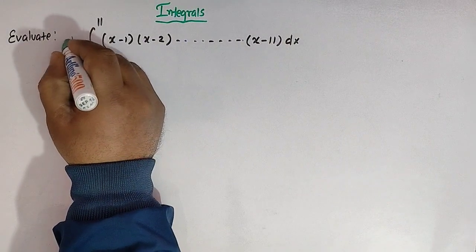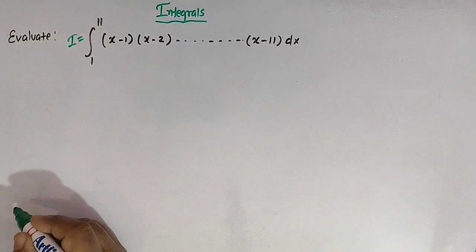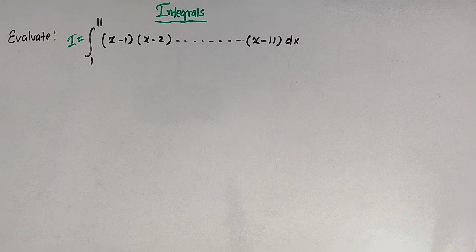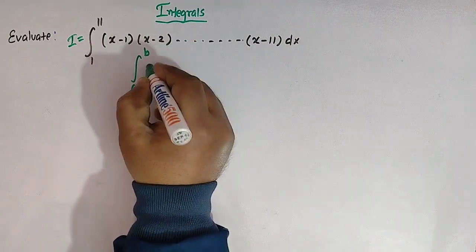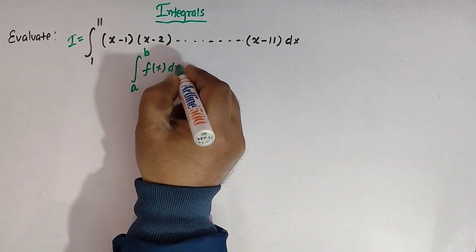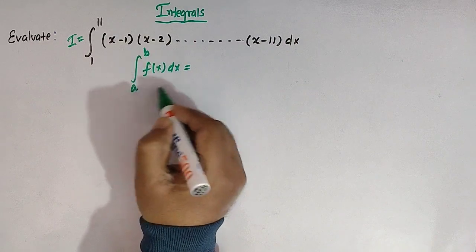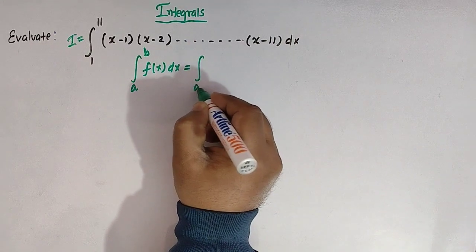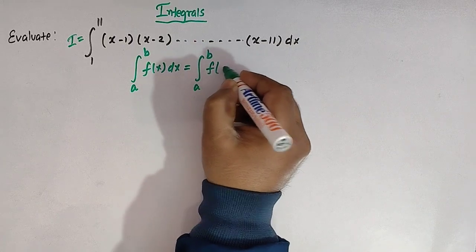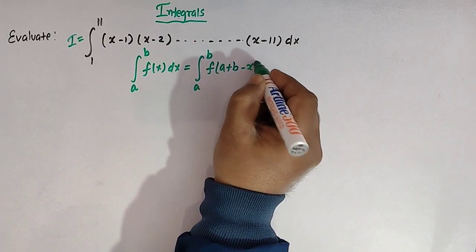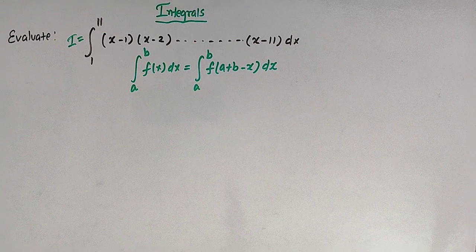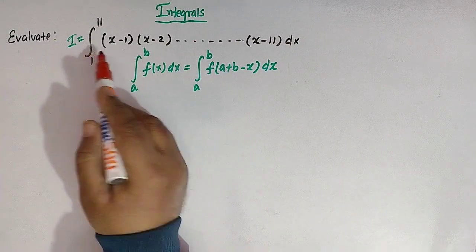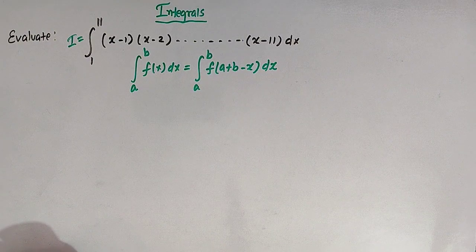So let us call this integral I. And here the property which we are going to use is this: if we have the integral from a to b of f of x dx, then this integral can also be written as the integral from a to b of f of (a plus b minus x) dx. So this is a very important property in definite integrals to get the values of some typical integrals.